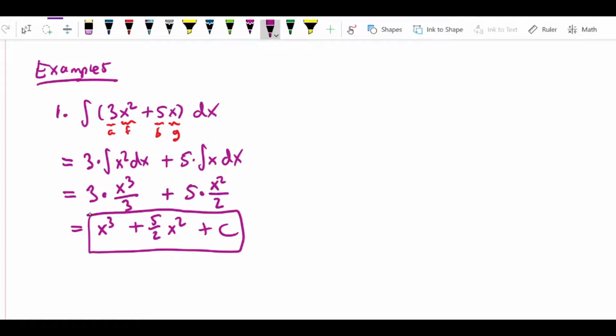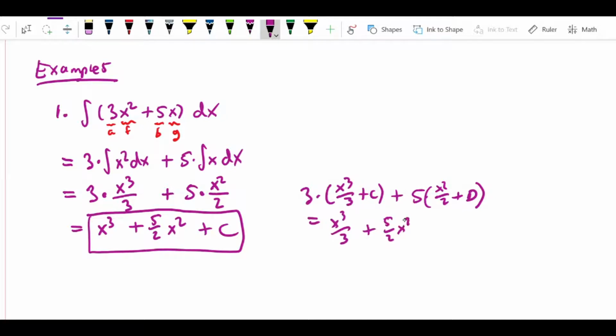Now, by the way, you might wonder, why didn't I have to add in, let's say, a plus c there? The answer is I could have, but let's actually write out what I would have gotten. Let's suppose that I had just written this as 3 times x cubed over 3 plus c plus 5 times x squared over 2 plus, and I need a new name for the constant because it would be a different constant, so I'll just call it d. What I would end up with is x cubed over 3 plus 5 halves x squared plus 3c plus 5d.